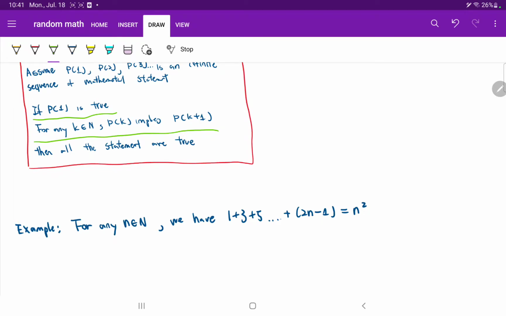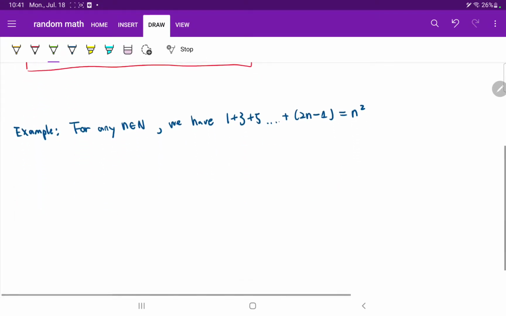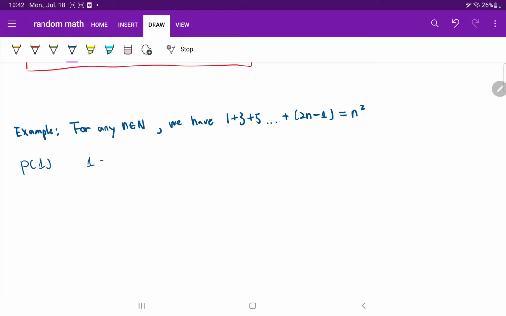Well, we can prove it. The base case in this case will be, of course, P1. So what will P1 be? P1 will just be 1 is equal to 1 squared. So this is a check. You see, the base case is met.